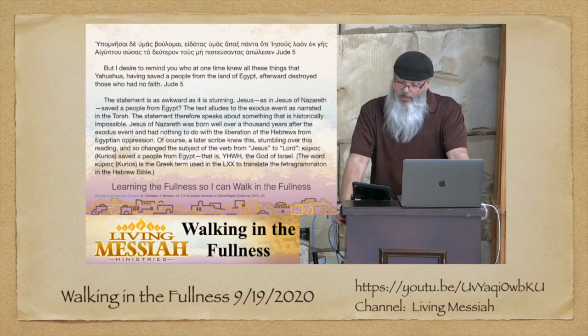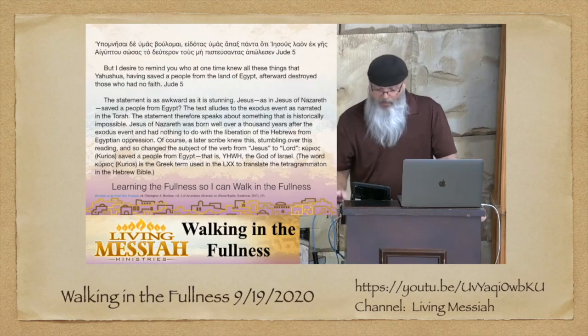Of course, a later scribe knew this, stumbling over this reading, and so changed the subject of the verb from Yahushua to Lord, Kurios, saved a people from Egypt. That is Yod-Heh-Vav-Heh, the God of Israel. The word Kurios is the Greek term used in the Septuagint to translate the Tetragrammaton in the Hebrew Bible.